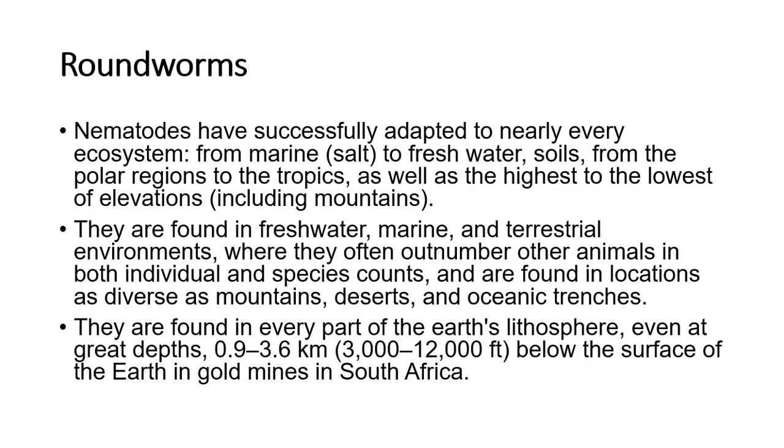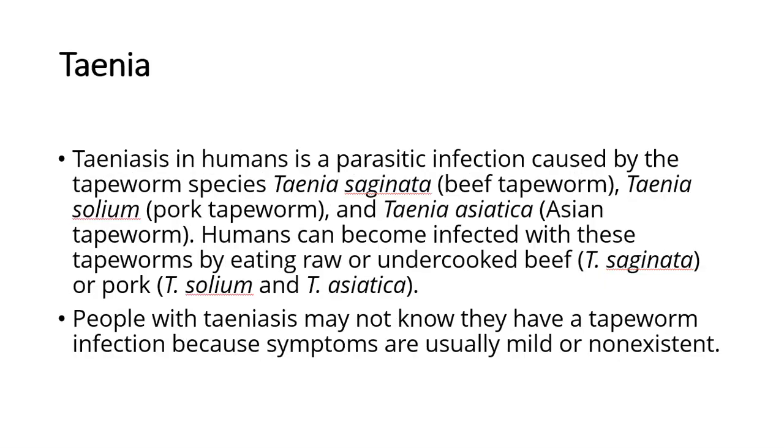All right, so we're going to look at roundworms and these flatworms. The roundworms, the nematodes, have been adapted to every place on Earth: freshwater, marine water, terrestrial, oceans, mountains, deserts, even gold mines way down below the Earth. You can see them 3 kilometers down in gold mines in South Africa. These guys are amazing. They can live in just about any environment.